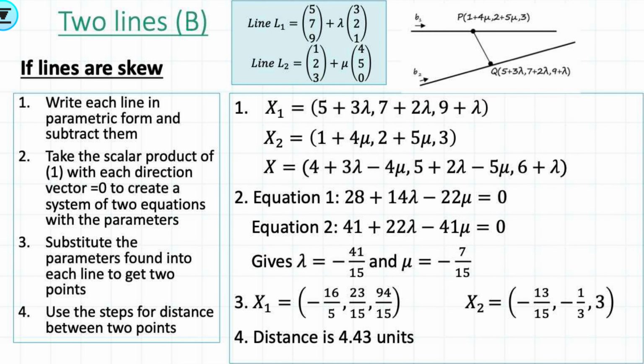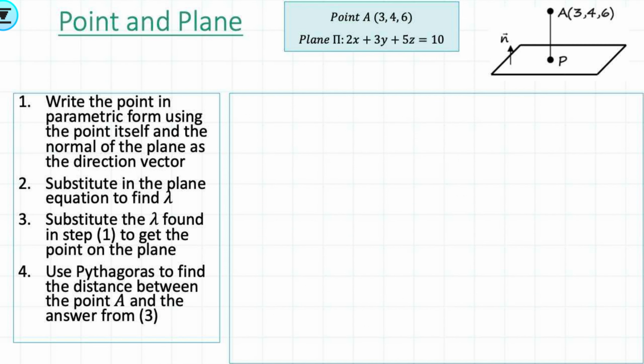And these are the steps in clearer handwriting. Now, if we have a point and a plane, if you're noticing, we're kind of starting the same every single time, but what we will do now is we will write the point that we have here in parametric form, but we will use the point and the normal of the plane as the direction vector.